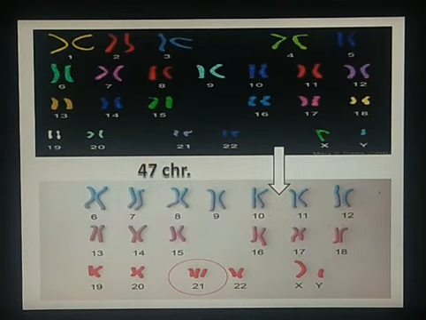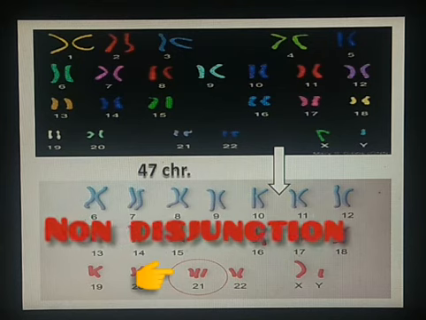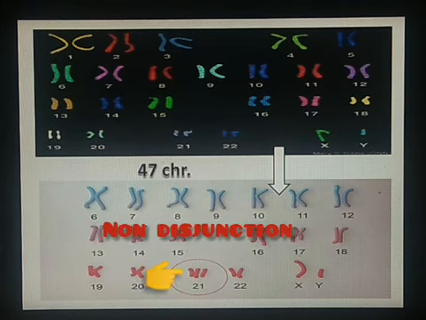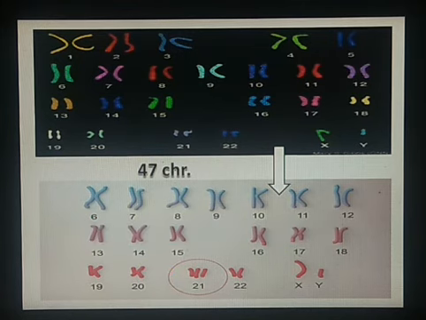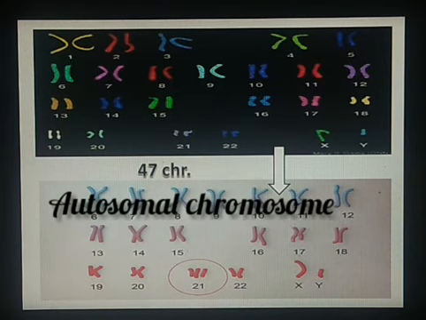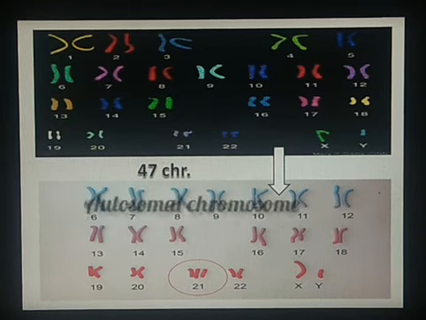And such chromosomal abnormality occurs due to non-disjunction during cell division. That is, the chromosomes fail to segregate during the anaphase stage in cell division. This non-disjunction we had already discussed in the video on mutation. So these individuals will have one extra autosomal chromosome in them.